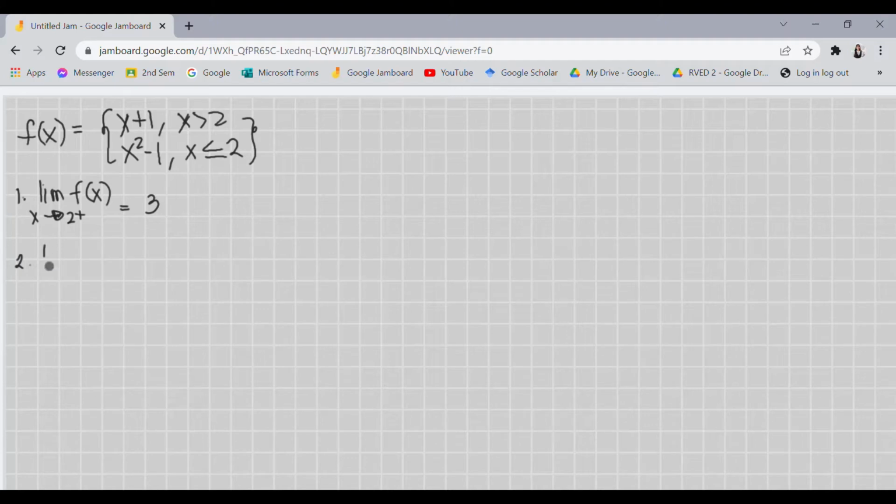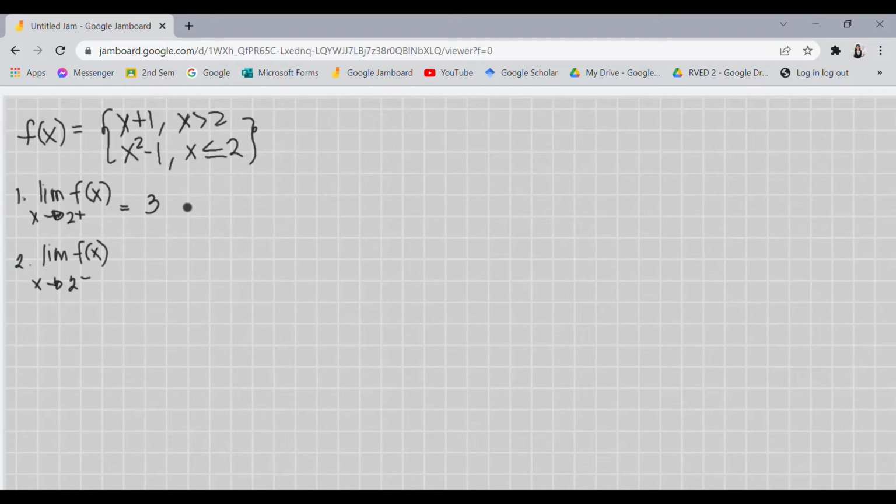For number 2, we solve for the left-hand limit naman. So, when we say left-hand limit, those are the values less than 2. So, closest to 2 on the left side will be 1.9999. Okay? So, that will satisfy this second condition, kasi less than daw siya sa 2. And we'll follow the equation x squared minus 1.